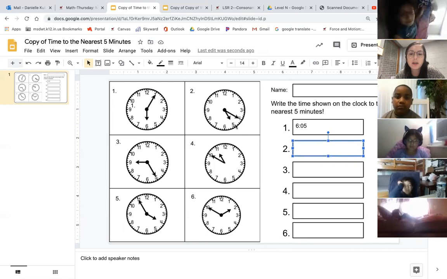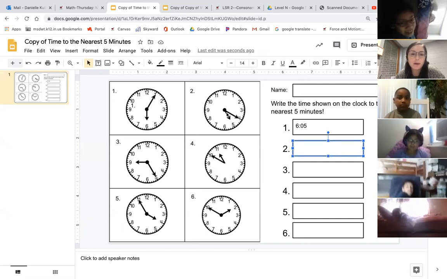Who could tell me what number 2 is? So this small arrow is pointing here, and my minute arrow is pointing to the 4. But my hour arrow is pointing to the 5. Raise your hand if you could tell me what time this is. Kwaku.